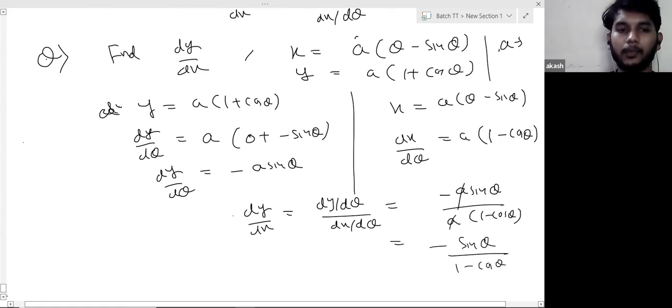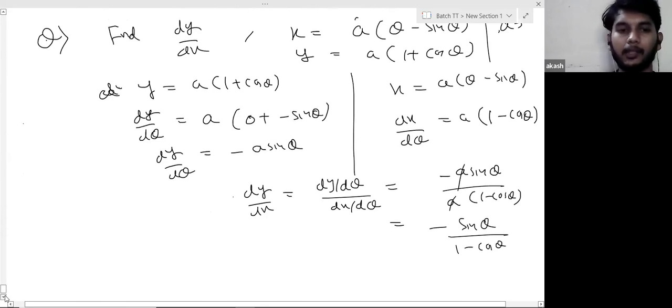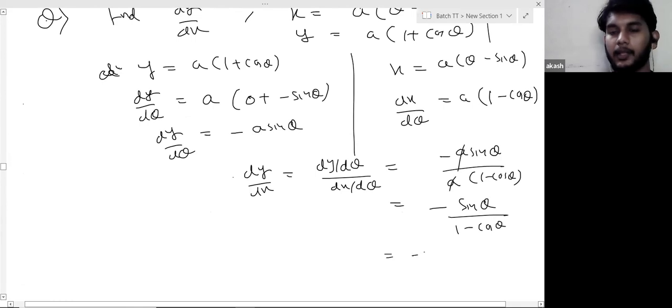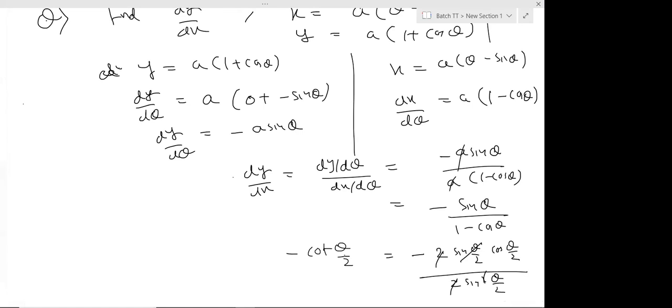And I've told you many times, whenever you see 1 minus cos theta, you can use the half angle formula. So I can write sine theta as 2 sine theta by 2 cos theta by 2 upon 1 minus cos theta is 2 sine square theta by 2. 2 and 2 cancel. This square is gone. So final answer we got minus cot theta by 2. Everyone is clear about this or not? Yes, sir.